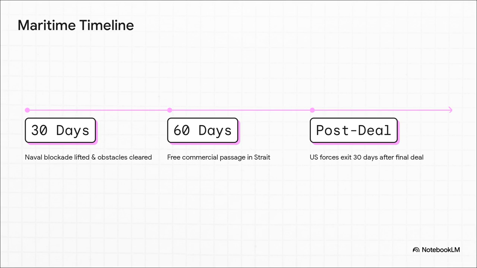Points 4 and 5 map out a strictly overlapping timeline to secure maritime security. It's a highly choreographed sequence. Within the first 30 days, 2 major things have to happen. The naval blockade must be lifted, and all obstacles in the Strait of Hormuz have to be completely cleared out. Hitting that 60-day mark, the agreement requires guaranteed free commercial passage through the strait. And finally, looking post-deal, U.S. forces are mandated to exit 30 days after the final deal is officially concluded.